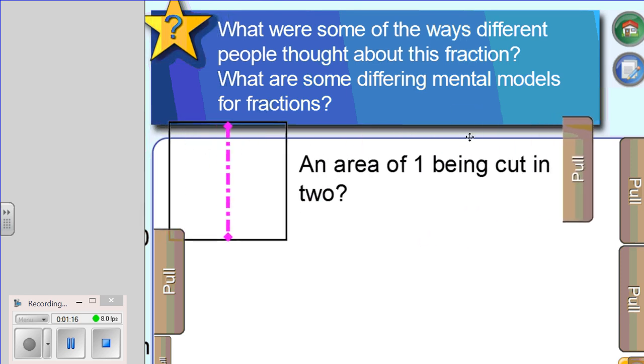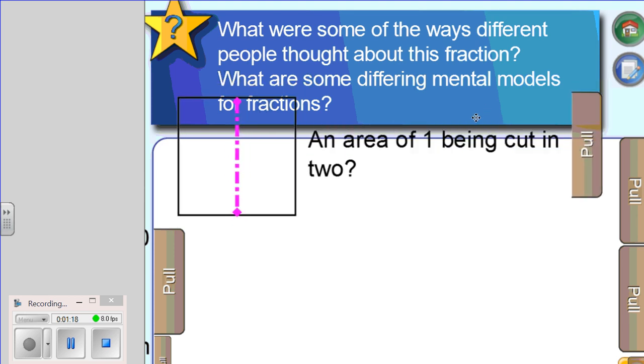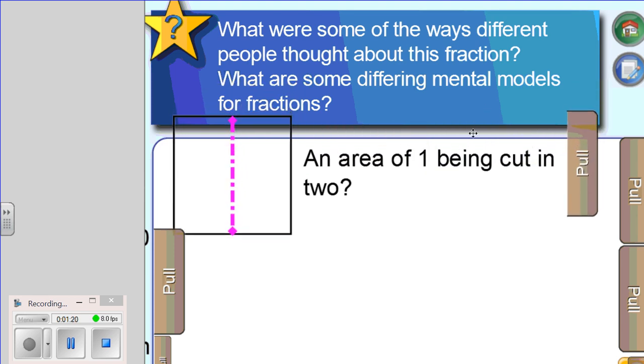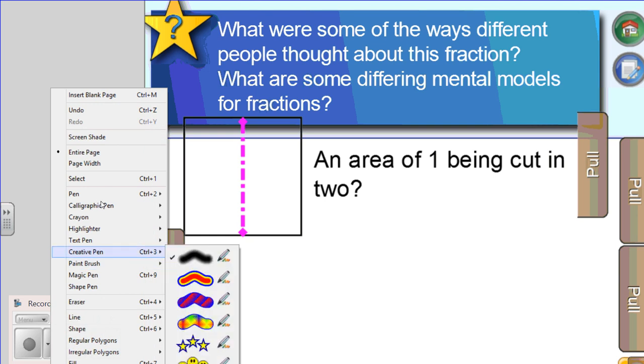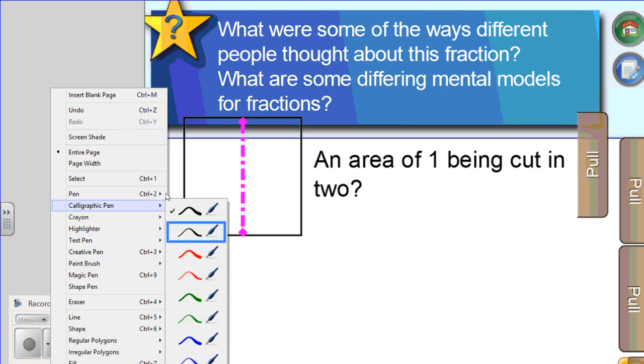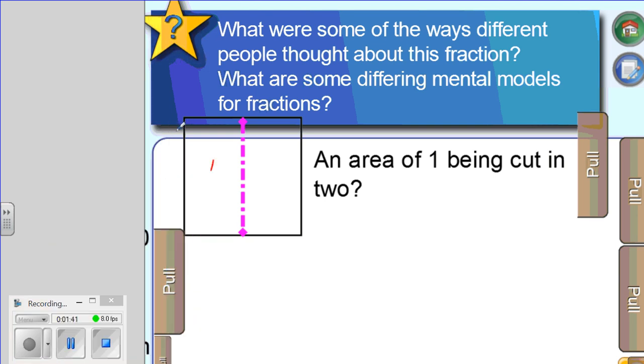An area of 1 being cut in 2. So this might be if you broke out like a pizza pie or an apple pie, anything like that, or any sort of shape, and you're literally cutting it in half. So this would represent 1/2 right here, and this would represent 1/2. This side would represent a half of the box, and this side would represent half of a box, right?